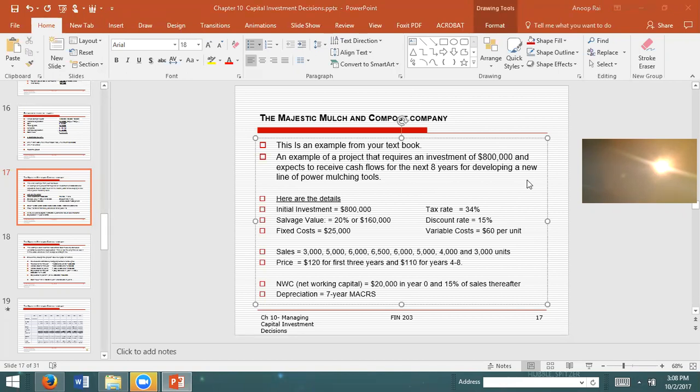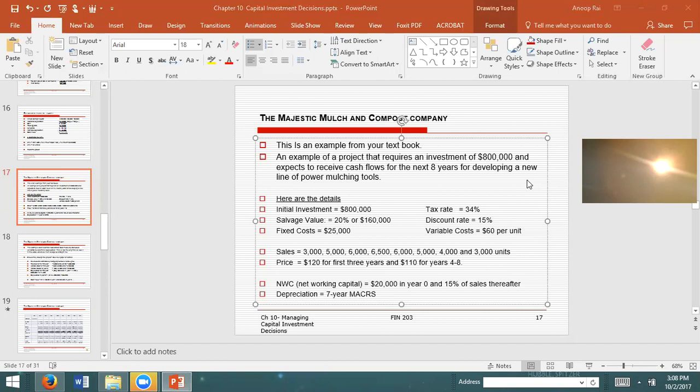Has salvage value of 20% or $160,000. There's an annual fixed cost of $25,000. We're given the tax rate of 34%. The discount rate or cost of capital is 15%, and the variable cost per unit is $60.